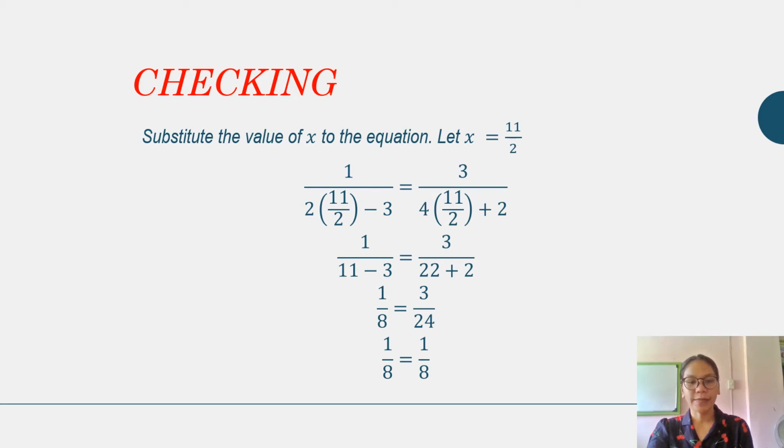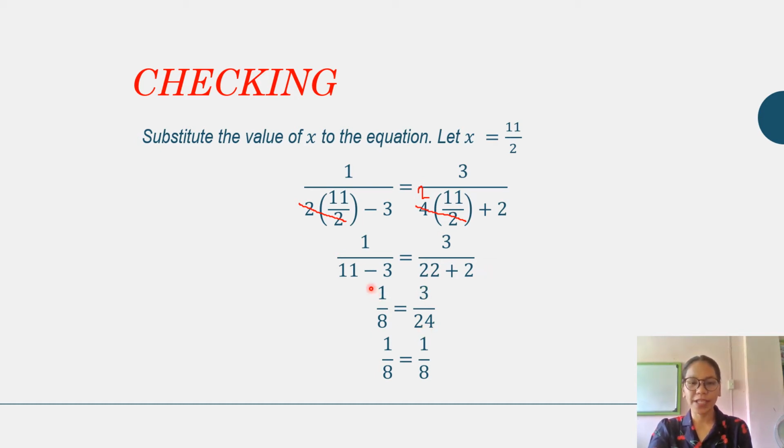So we have here, take note that 11 over 2, that is 2 times 11 over 2, cancel out natin yung 2. Then dito naman sa 4 times 11 over 2, cancel out natin, matira na lang natin is we have 2. So after that, copy natin yung 1 numerator, then copy yung 11 minus 3, then copy yung 3 sa right side ng numerator, and 2 times 11, that is 22 plus 2. Okay, copy yung 1 sa numerator, then we have 11 minus 3, that is equal to 8, then equal to 3, copy, then 22 plus 2, that is 24.